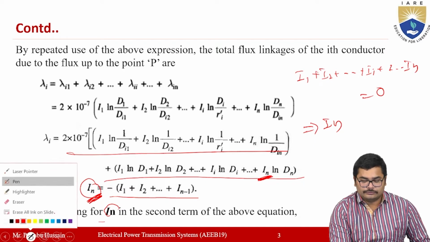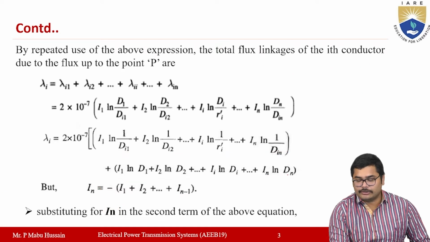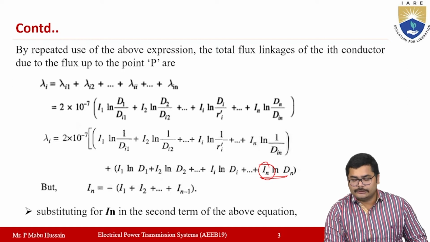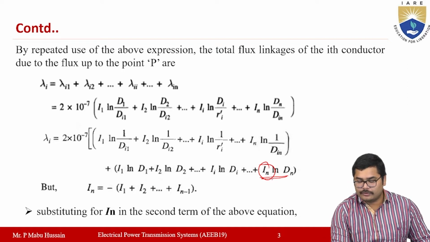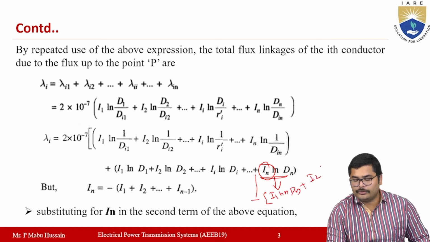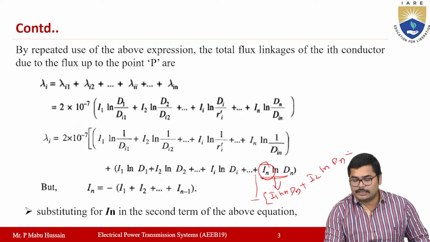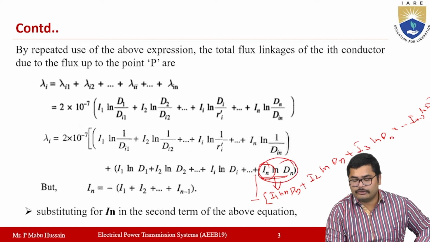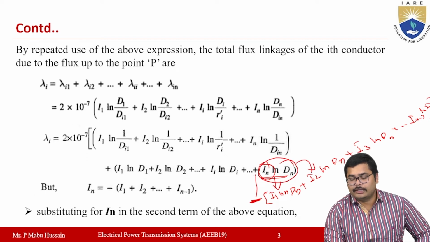Okay, so in the second term here, if you substitute the value, then in place of this you will get minus of I1 into ln dn plus I2 into ln dn plus I3 into ln dn plus and so on, I(n-1) into ln dn. Like that you will get. So in place of this you will get this expression, which has the negative sign.